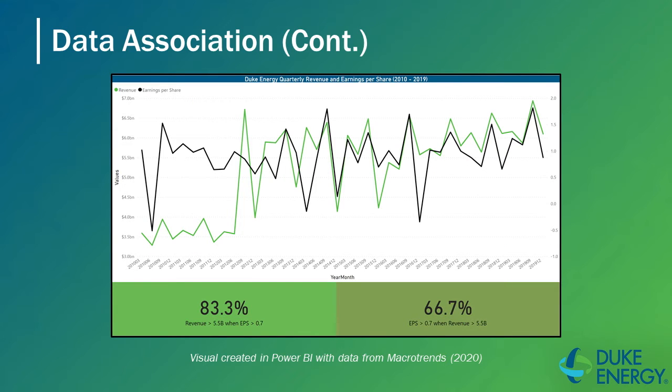However, if something else such as quarterly revenue and earnings per share were looked at, you can see that there is more association between the two. As shown, since 2010, there is an 83.3% chance that if the revenue is greater than $5.5 billion, that the earnings per share is greater than 70 cents. On the flip side, there is a 66.7% chance that the earnings per share is greater than 70 cents when the revenue is greater than $5.5 billion. This is mainly due to Duke Energy's quarterly revenue not jumping over $5.5 billion until late 2012.